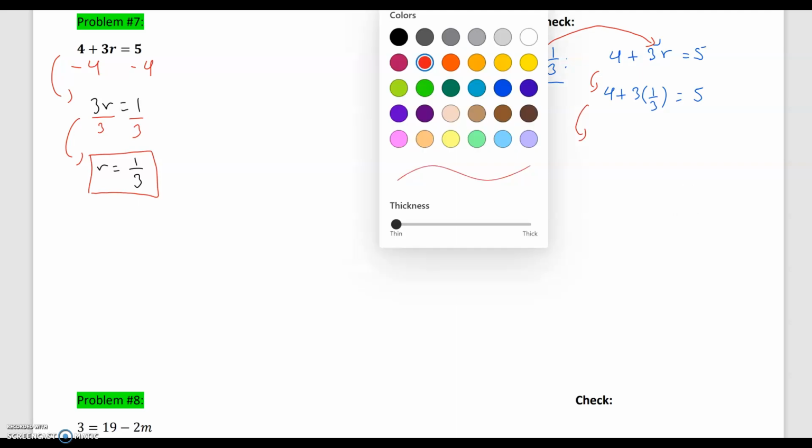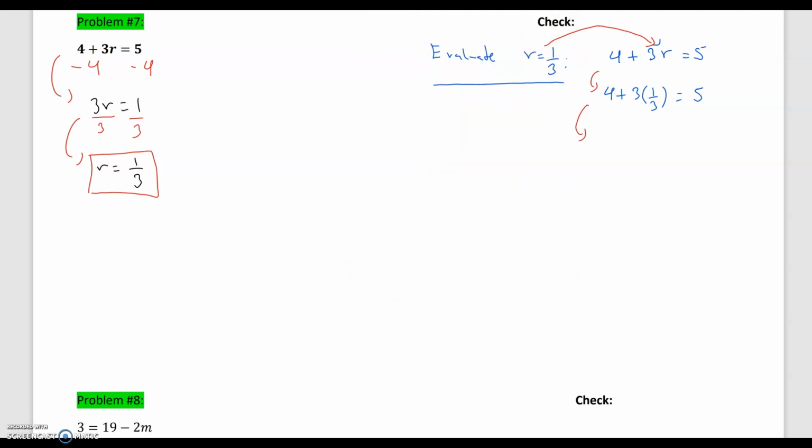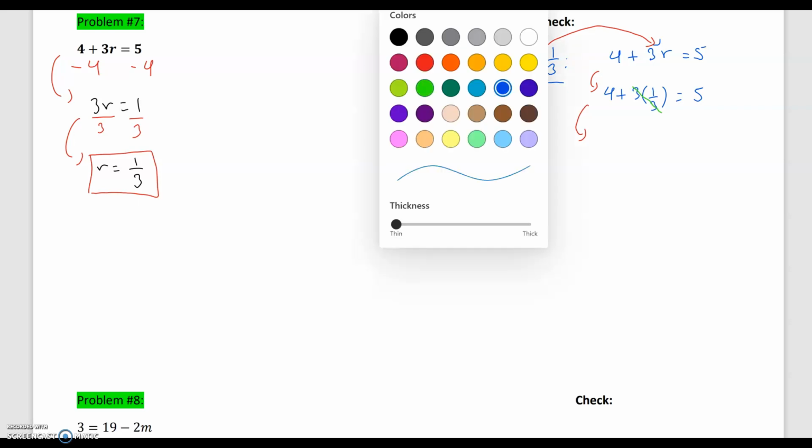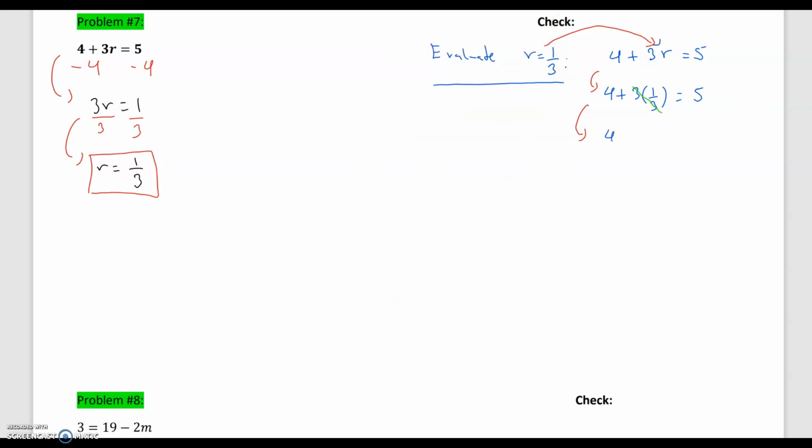And the good news is, once we plug in the 1/3, the 3's cancel. And we're simply left with 4 plus 1 is equal to 5, or 5 is equal to 5, which checks out. So once again, the check is just to verify that yes, there's no errors in the steps done here. So our solution is 1/3.